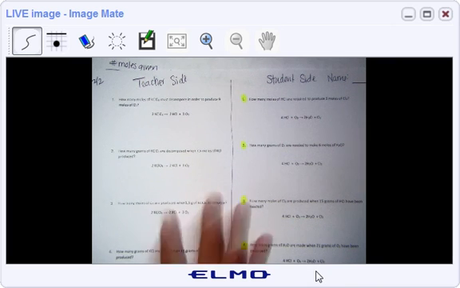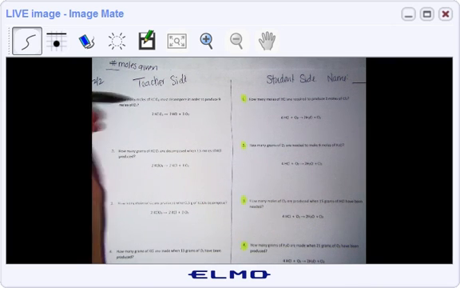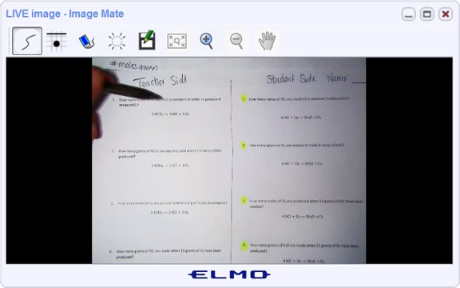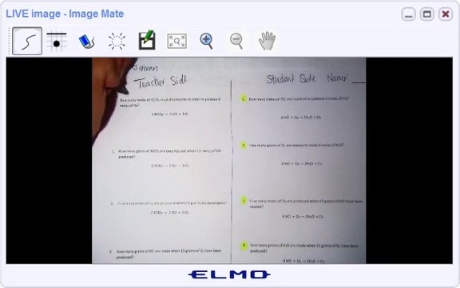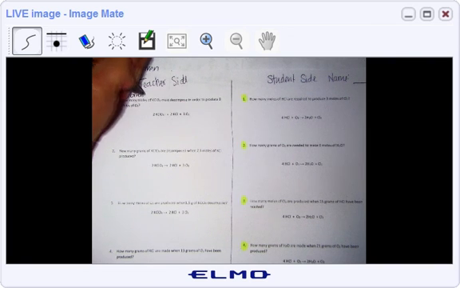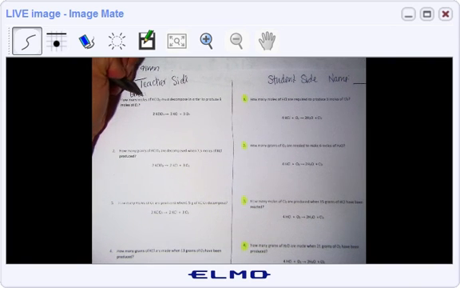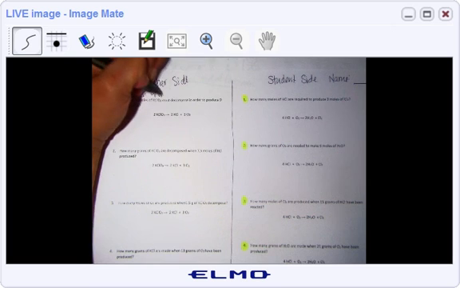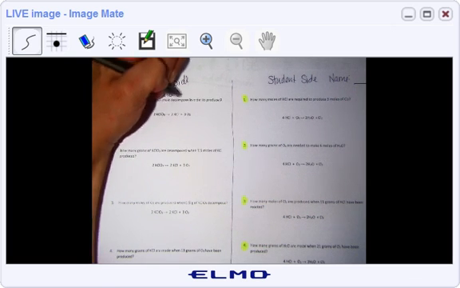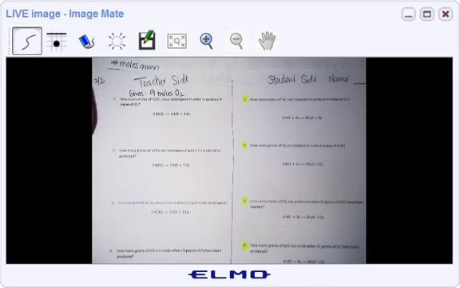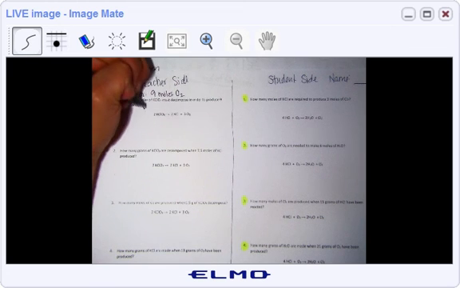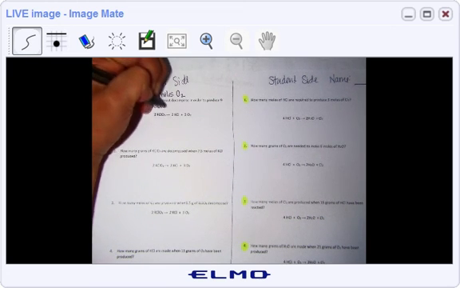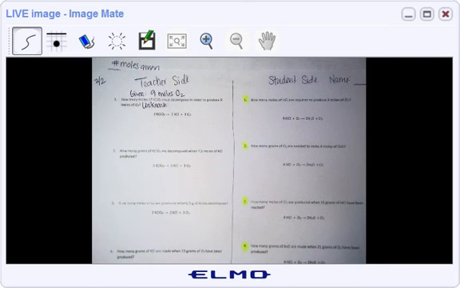We're going to start with number 1. How many moles of KClO3 must decompose in order to produce 9 moles of O2? So given would be 9 moles of O2. The unknown is what is it asking for?